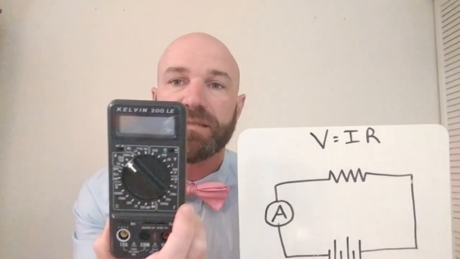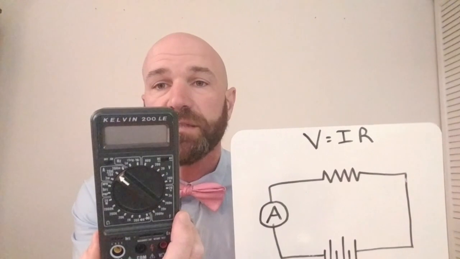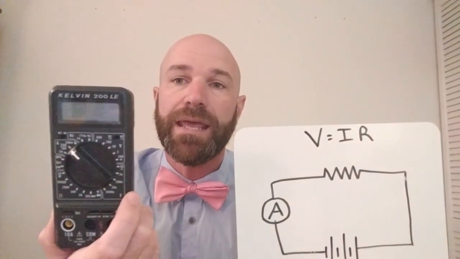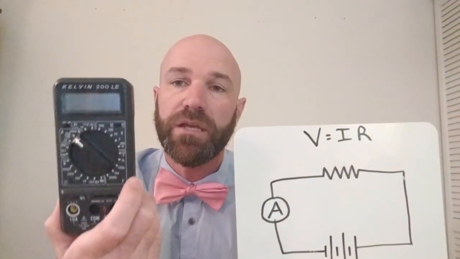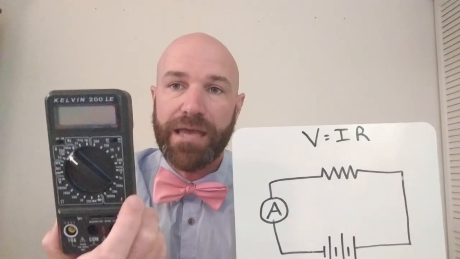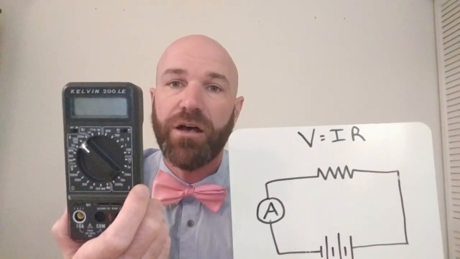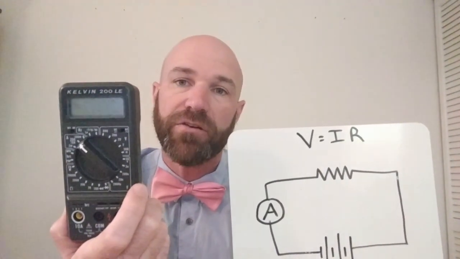What we're going to use for that is this. It's a multimeter, so it can do a whole bunch of things, but we're going to make it an ammeter. An ammeter measures the amps, so it measures the current. It tells us how much I there is in V invert.